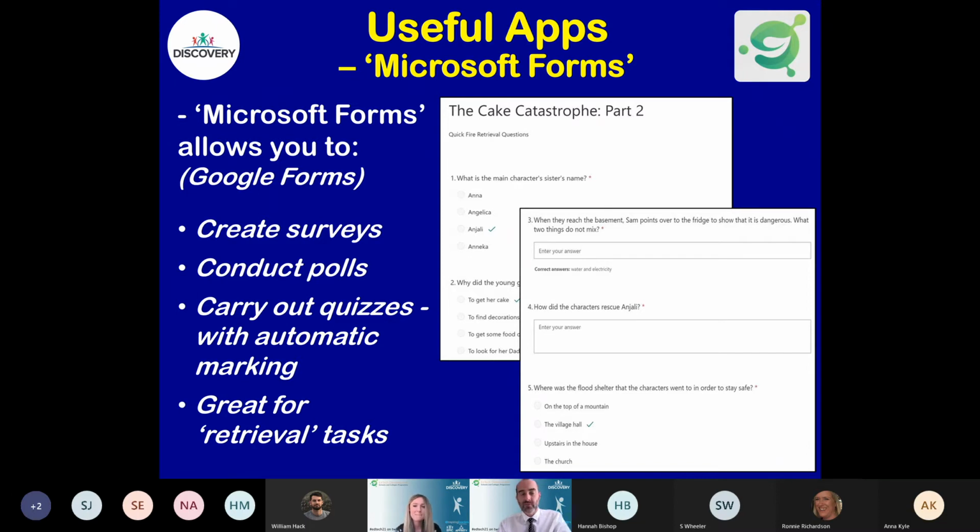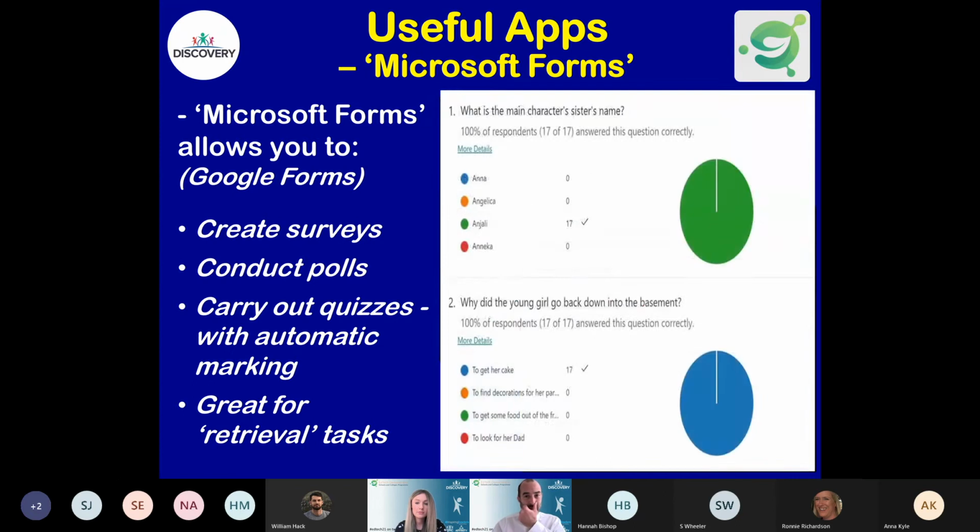I know another app very similar that some schools have been using is Kahoot. So if you've got any other apps that you've used in school that have been really successful, again, drop it into the chat bar for us all to learn from. We're going to look at some websites now.